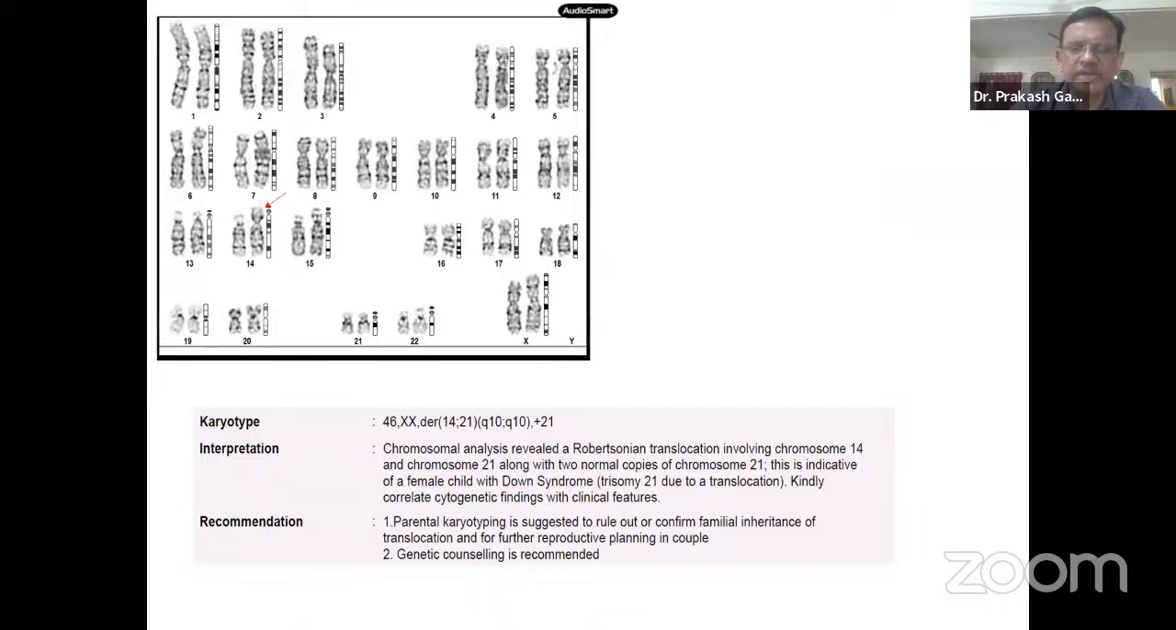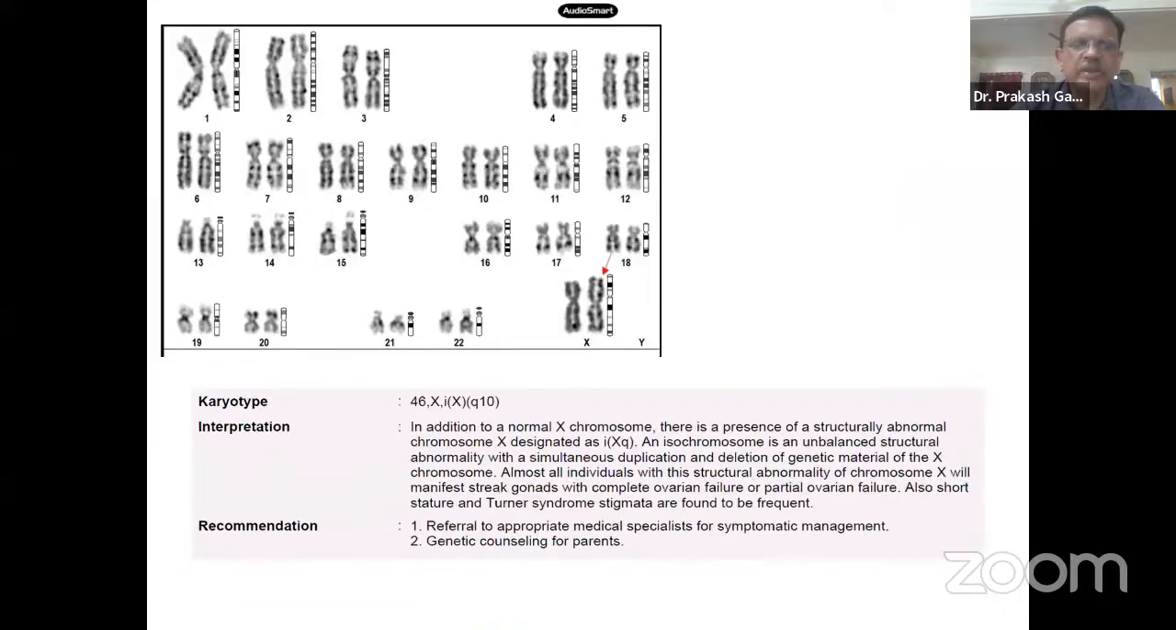Total number of chromosomal material is the same. So it is a balanced translocation carrier, Robertsonian type. Now here we see one of the Turner syndrome cases with a little milder phenotype.